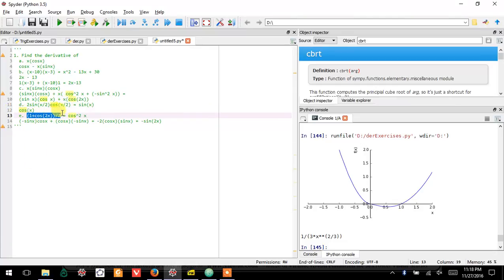Next I use another trig identity. The trig identity here is that this is equal to cosine squared. I take the derivative of cosine squared by regarding it as cosine times cosine, and I get the derivative of cosine is negative sine in both parts of the product rule, and then I just put them together and get negative 2 cosine x sine x. Hey, we've seen that before. 2 cosine x sine x is equal to sine 2x. So there's the answer.